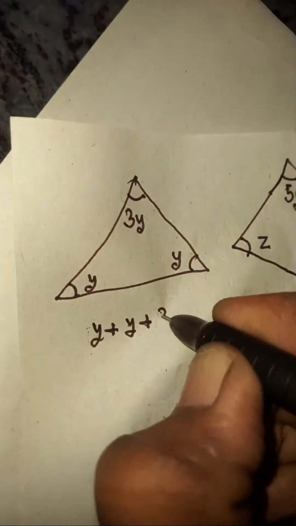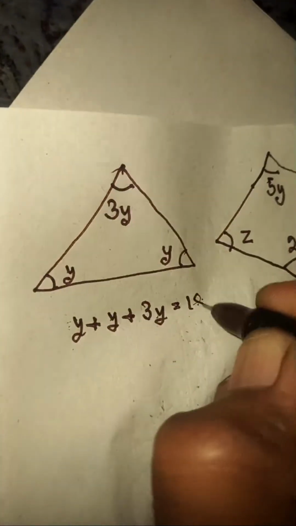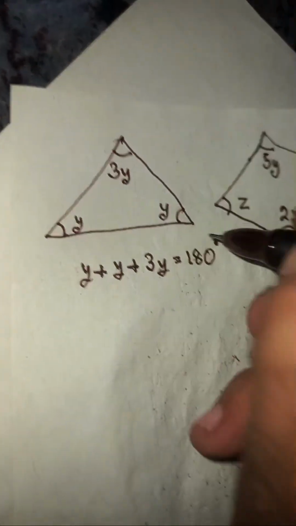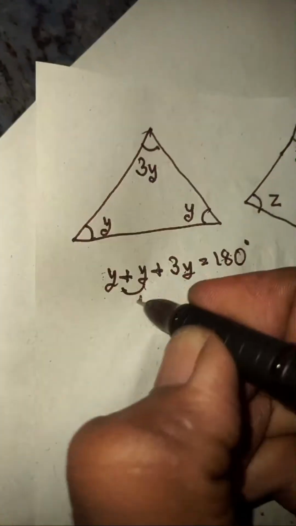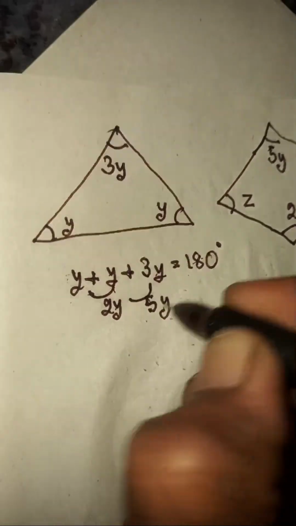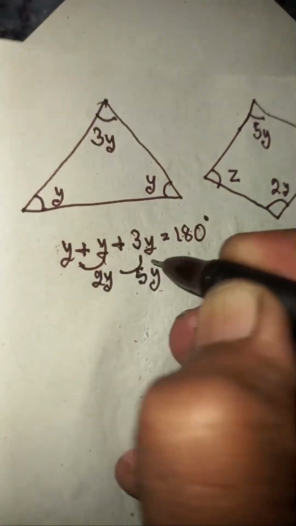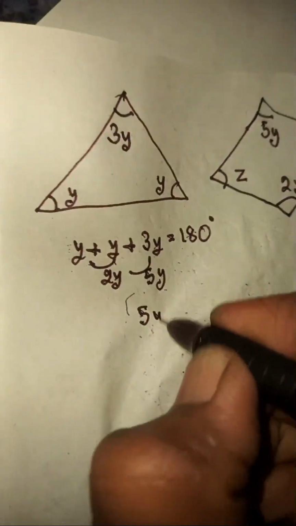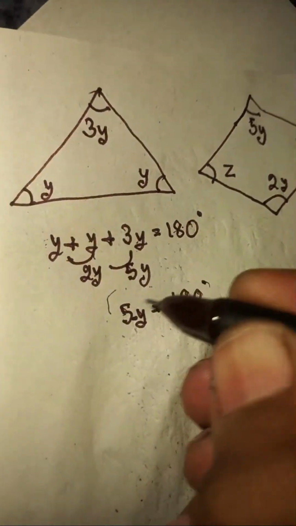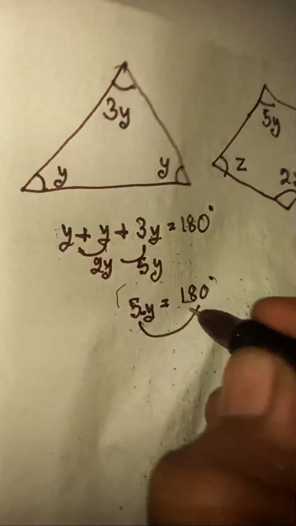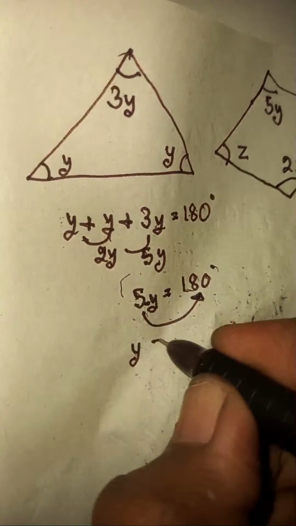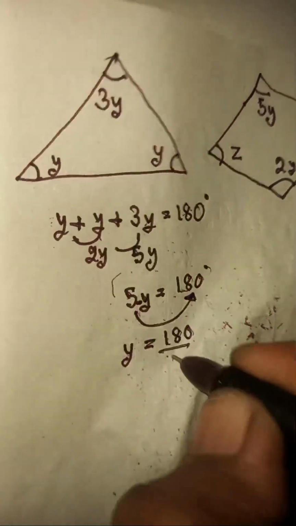y plus y plus 3y equal to 180 degrees, because it is the angles in a triangle. A triangle's sum is 180. y plus y is 2y. 2y plus 3y becomes 5y. When the terms are the same, like normal numbers, you can add them. 5y equal to 180 degrees. 5y can be written as 5 times y. When it moves here, it comes below in the denominator. From above, it comes below, 180 by 5.